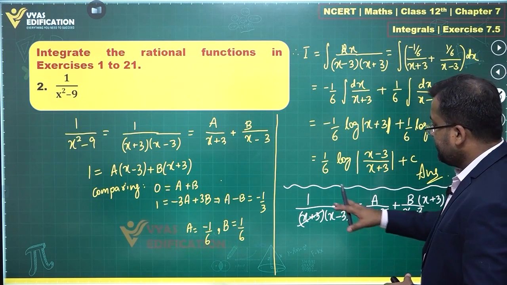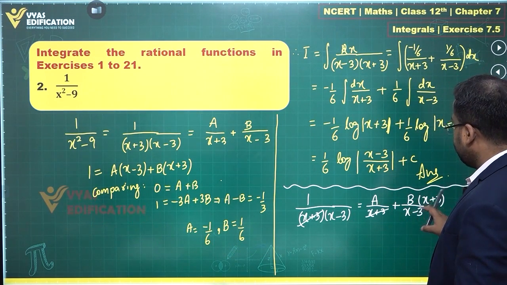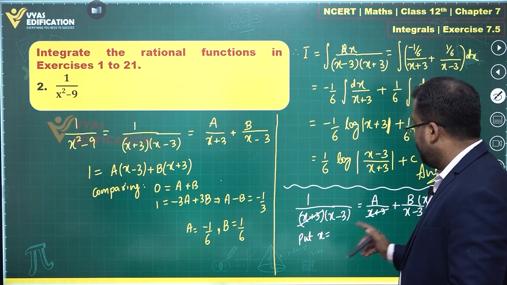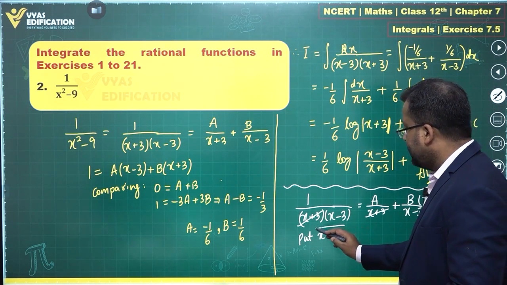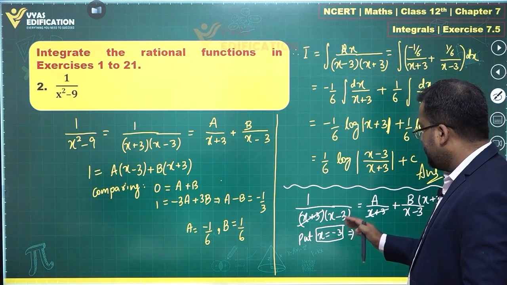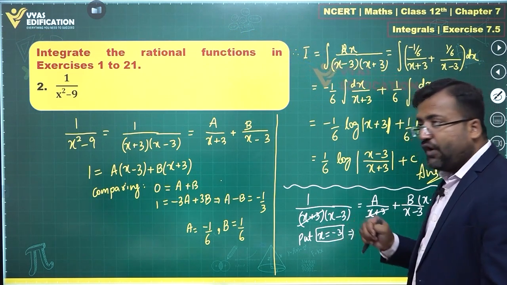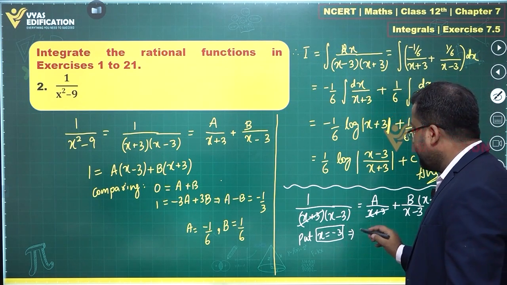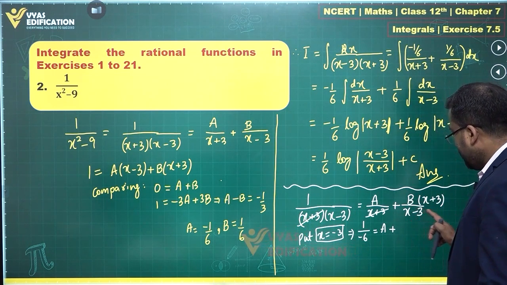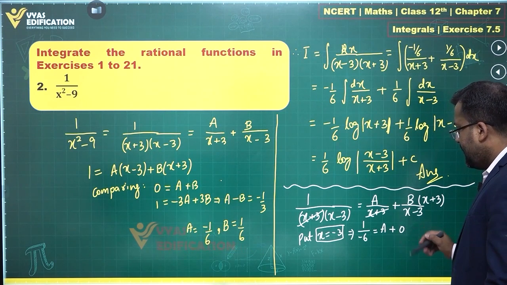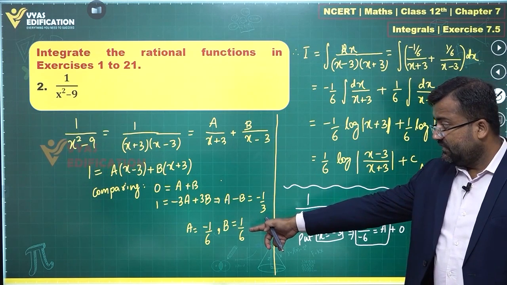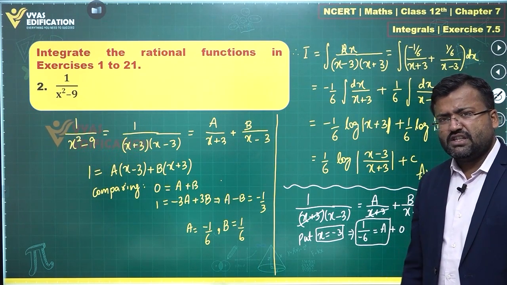So, this becomes 1 upon x minus 3, this becomes a, this becomes b times x plus 3 upon x minus 3. And now, I'll put x plus 3 equals 0, which implies x equal to minus 3. Put x equal to minus 3 throughout. What does that give me? Since this is true for all values of x, this is true for x equal to minus 3 as well. So, this becomes 1 upon minus 3 minus 3, which is minus 6, equal to a plus this, where minus 3 plus 3 becomes 0, so this overall becomes 0. Do you see that I directly get the value of a, which is minus 1 by 6? Oh, that was easy.